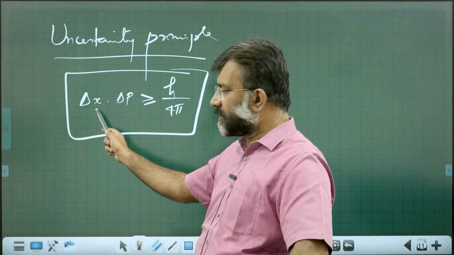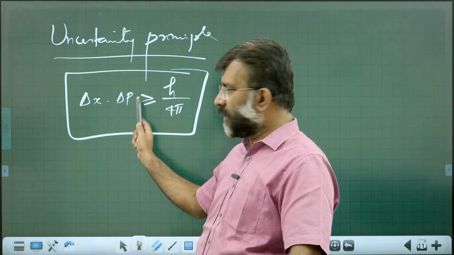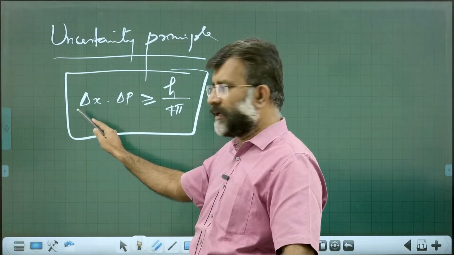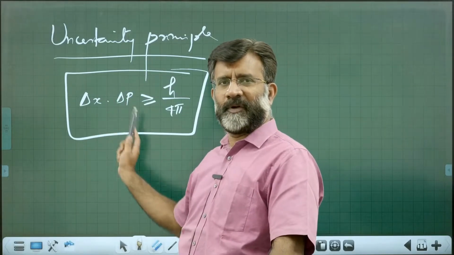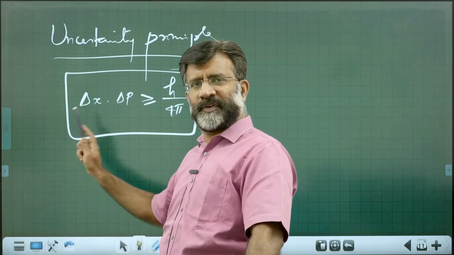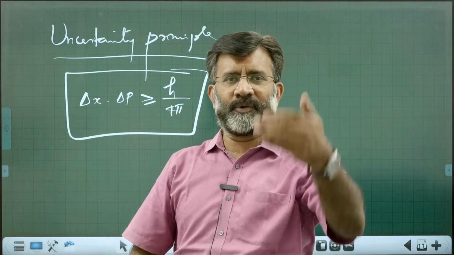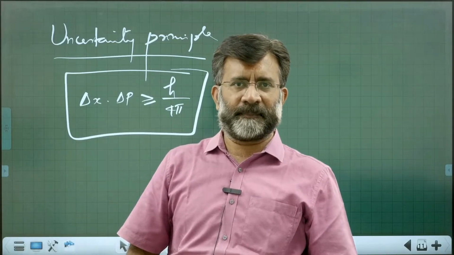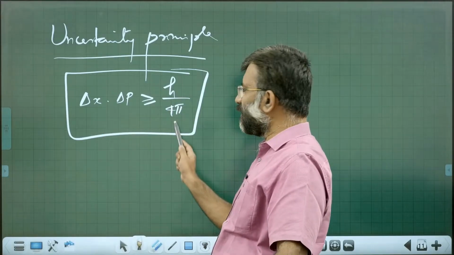This is uncertainty in position and this is uncertainty in momentum. If this uncertainty decreases, this uncertainty will increase. If you try to fix the position, velocity will change. If you try to fix the velocity, position will change. Both you can't reduce simultaneously. Mathematically, it is very much true. A into B equal to a constant.